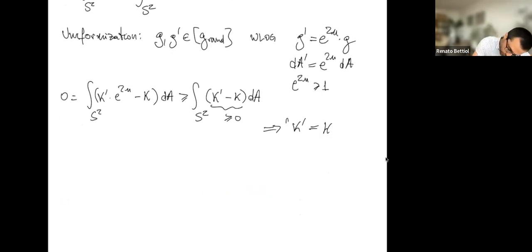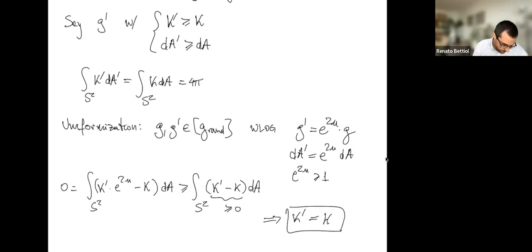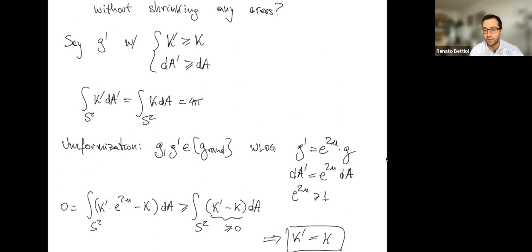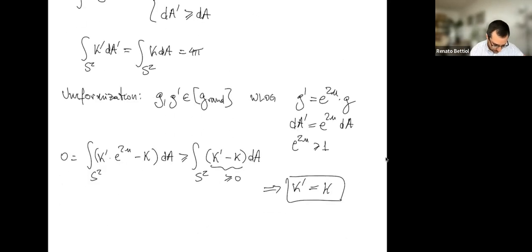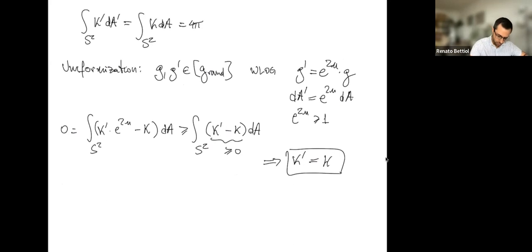So there's no way to improve the Gauss curvature if you're not shrinking some areas. And this is called extremality. We'll call this situation extremal. This is what we mean by area extremality, which is usually what's meant by that. And of course, in dimension 2, scalar curvature is just Gauss curvature, so we're just looking at that.